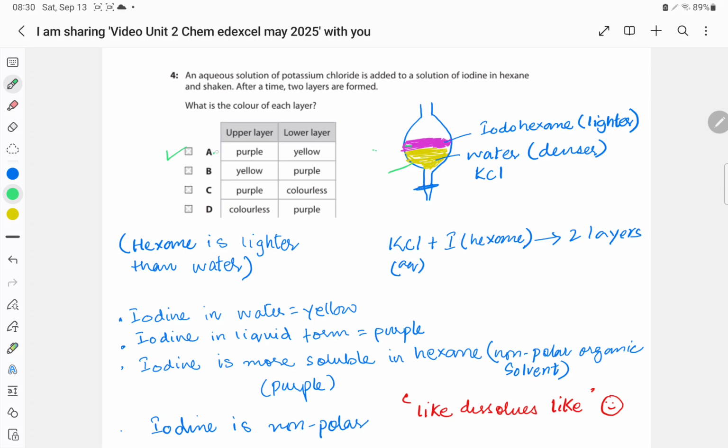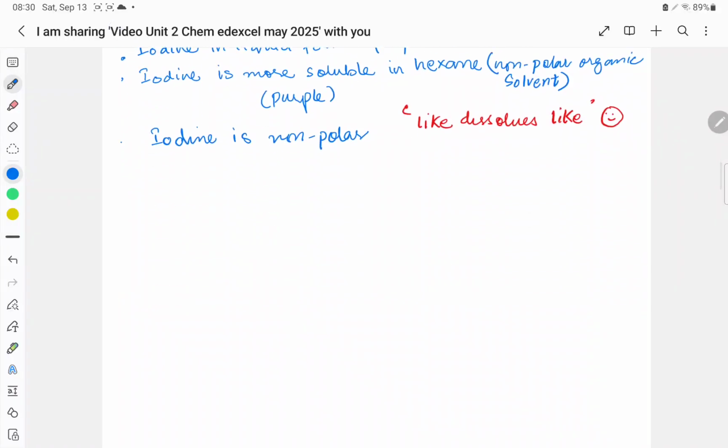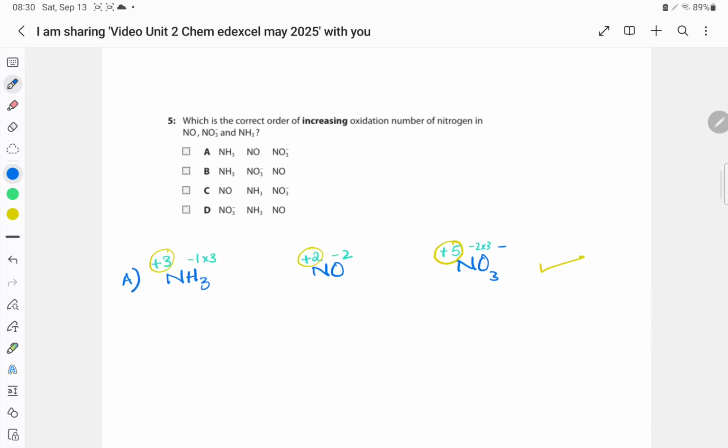Here we have got 2 options, either A or C, because in C the lower layer is completely colorless, and that's not possible. So purple and yellow, yes, A is going to be the correct answer. Then we have question number 5.